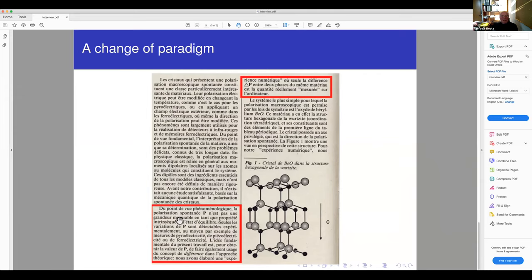That is piezoelectricity. The fundamental idea of this work is, in order to obtain the value of P, use equally the concept of difference. And our numerical experiment was actually not measuring polarization itself, it was measuring a polarization difference. So this is really the change of paradigm.